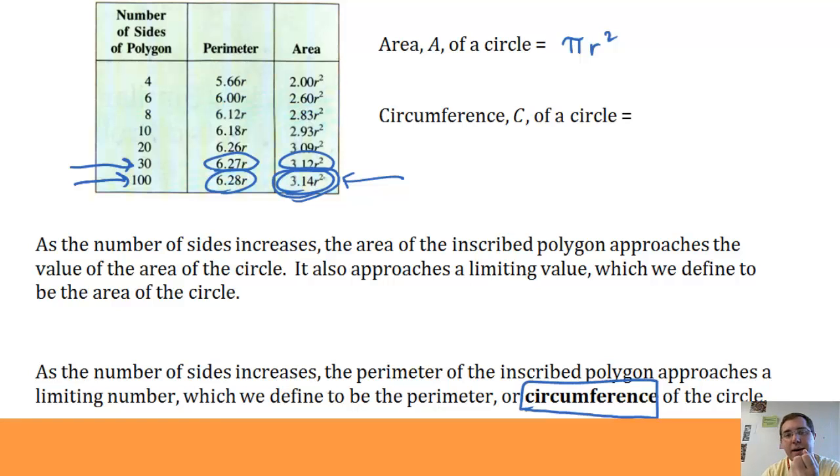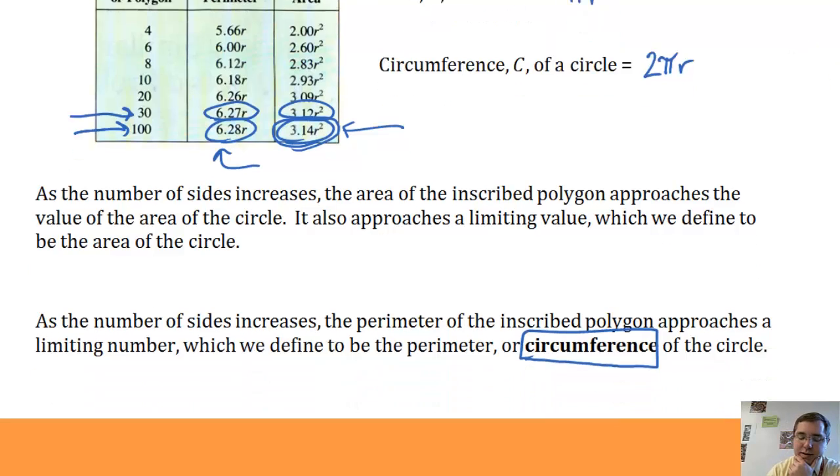This number pi times r squared, where pi is that limiting value that the areas of the inscribed polygons are approaching. And the circumference C of a circle, the distance around the circle, is defined to be 2 times pi times r, the radius. Take the radius, multiply it by pi, and then double that, which is what our chart is approaching as we increase the number of sides. We have 6.28, which is 2 times 3.14. So those are our formulas.